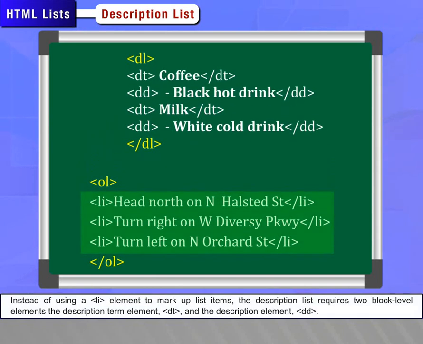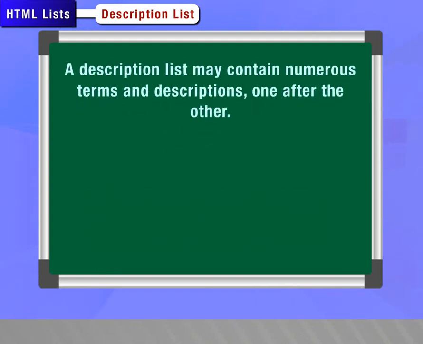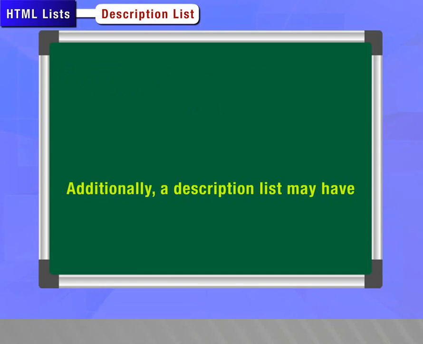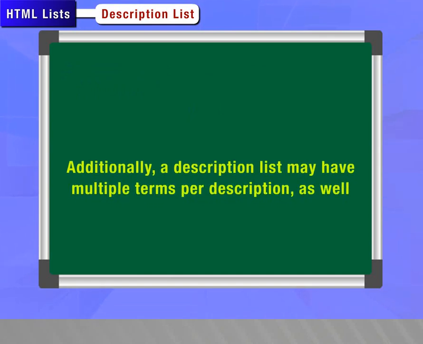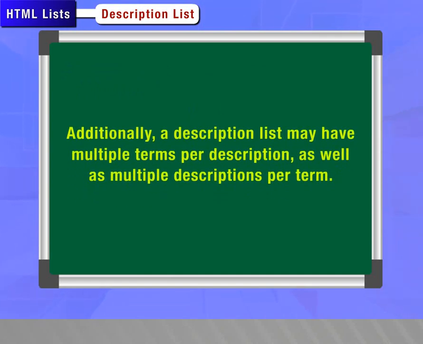Instead of using an LI element to mark up list items, the description list requires 2 block level elements, the description term element DT and the description element DD. A description list may contain numerous terms and descriptions one after the other. Additionally, a description list may have multiple terms per description as well as multiple descriptions per term.